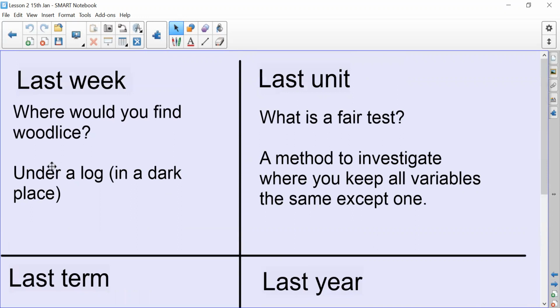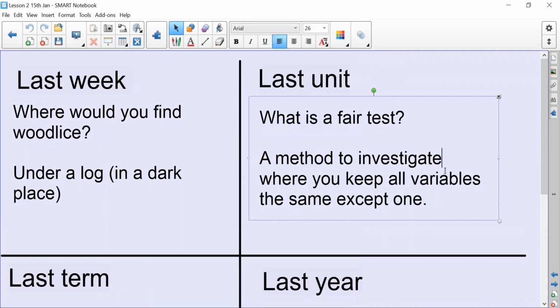So did you get it? You'd normally find woodlice under a log, in a dark, damp place. What is a fair test? Well, it's a method to investigate where you keep all variables the same except one. Variables mean things that you can change. You could change them, but you keep them all the same except for the one you are testing.